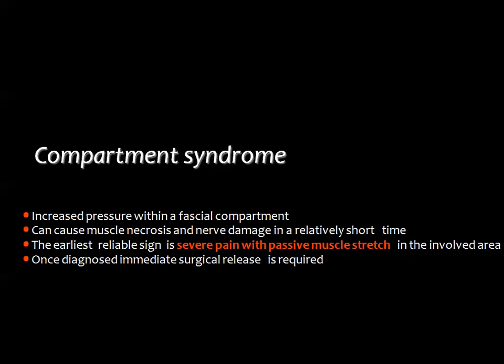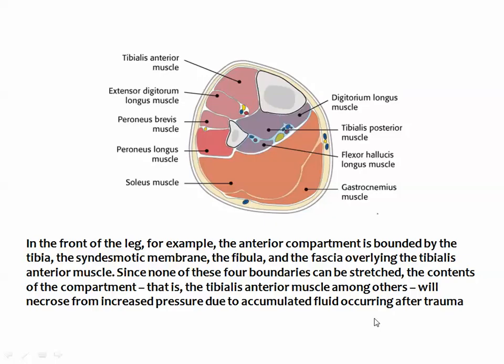Then it will develop rapid necrosis, and this is what is meant by compartment syndrome. The earliest sign is severe pain with passive muscle stretch in the involved area. The involved area is commonly the anterior part of the leg, and the muscle commonly involved is the tibialis anterior. This is because this muscle is an isolated compartment bordered by the tibia and the fibula, posteriorly by the interosseous membrane, and anteriorly by the skin.